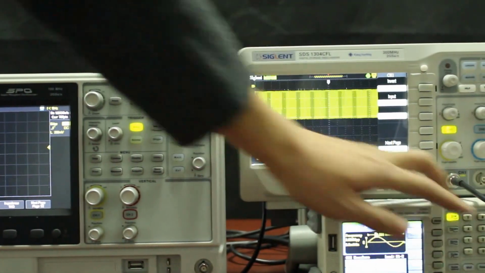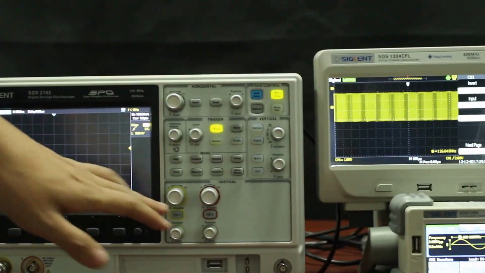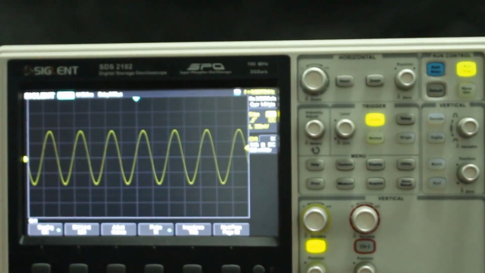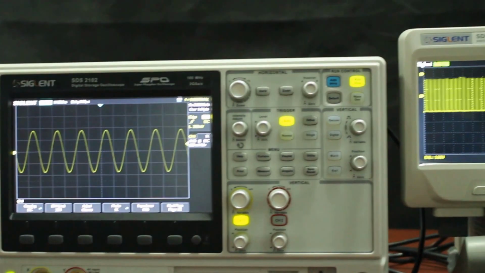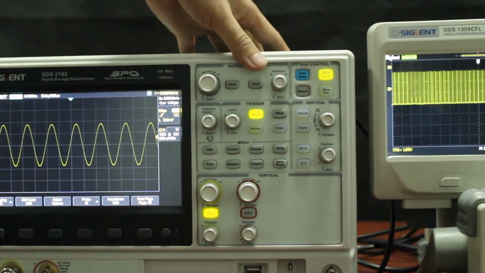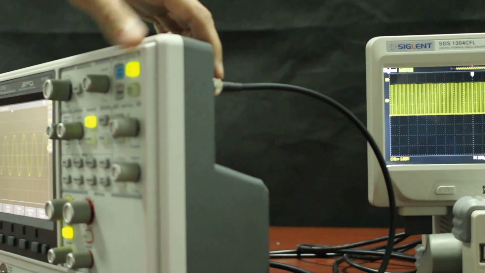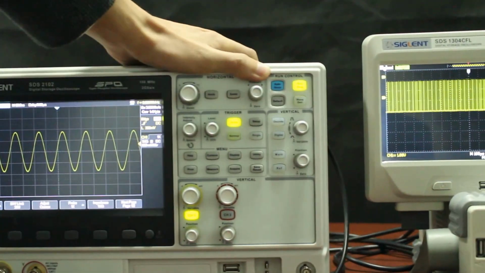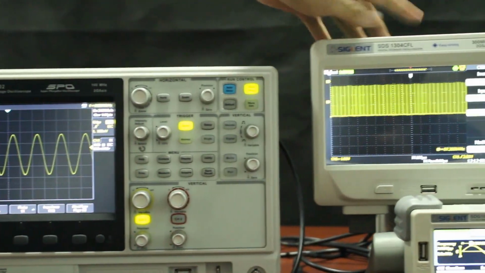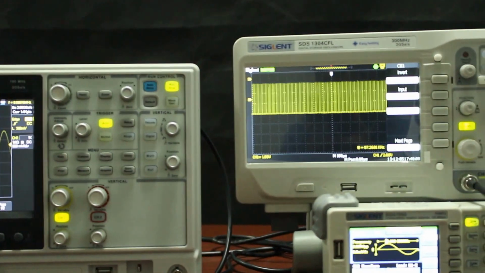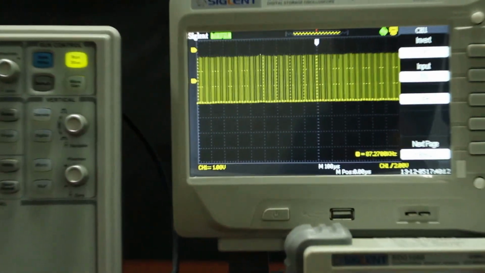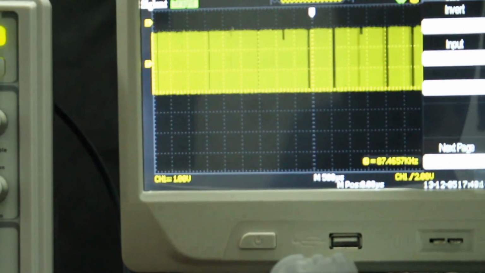There's the generator. And there's the SDS2102. From there, the trigger out is going to the SDS1304 CFL. There's the trigger out. Okay, the SDS1304 CFL, where I'm measuring the frequency of the SDS2102 output.